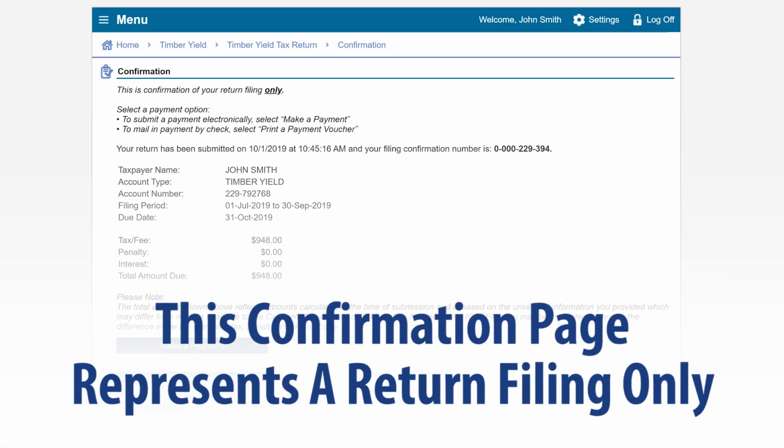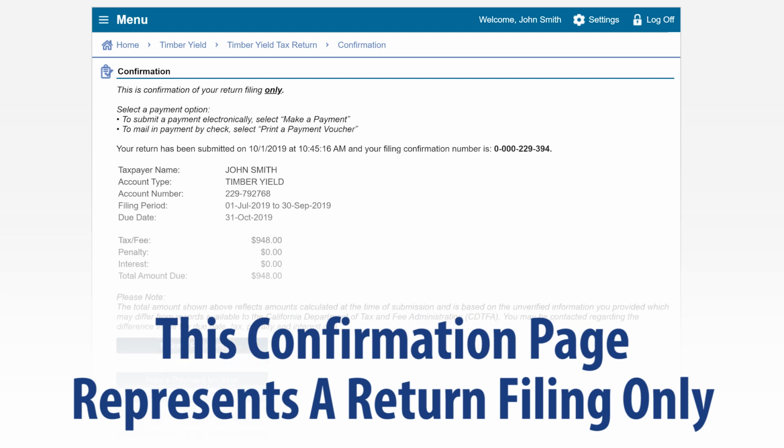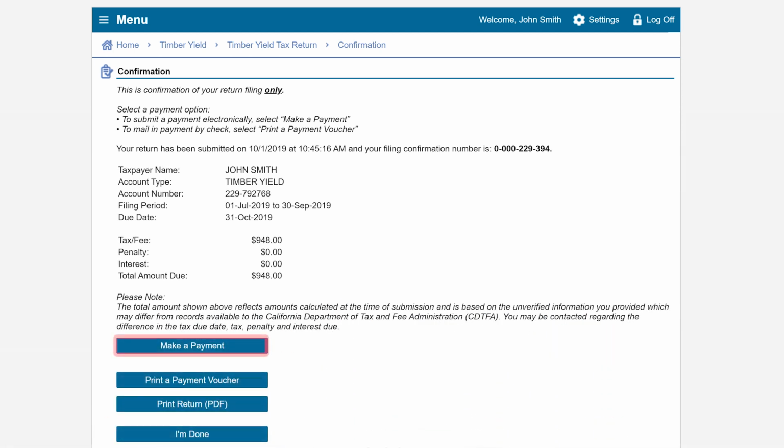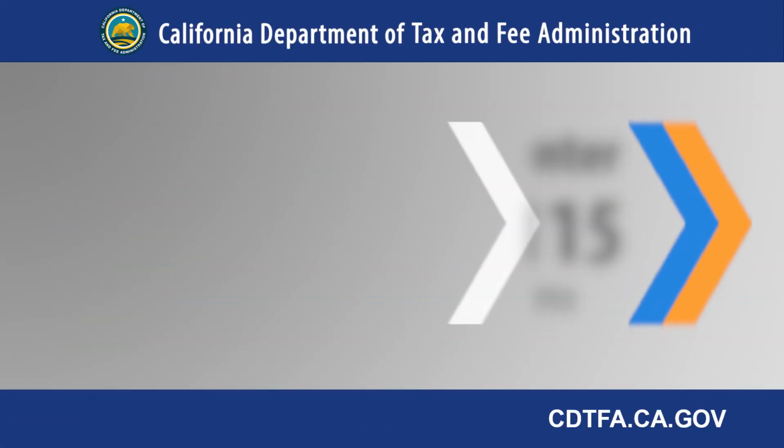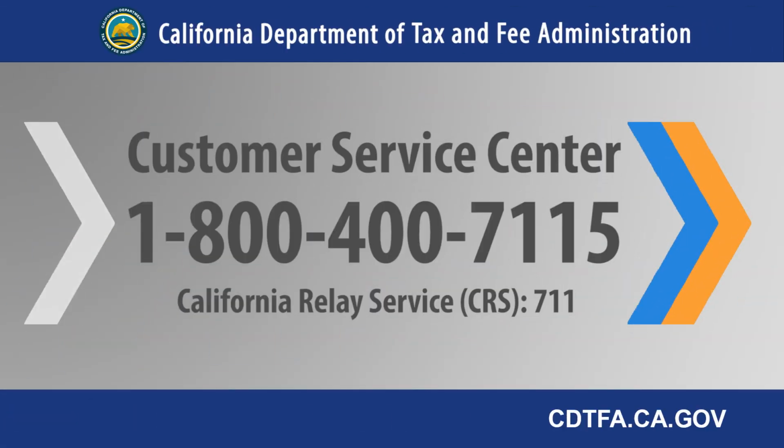This confirmation page represents a return filing only. To make an electronic payment, click on the Make a Payment button. To print your submitted return, click on the Print Return button. If you still have questions, please call our Customer Service Center at 1-800-400-7115.